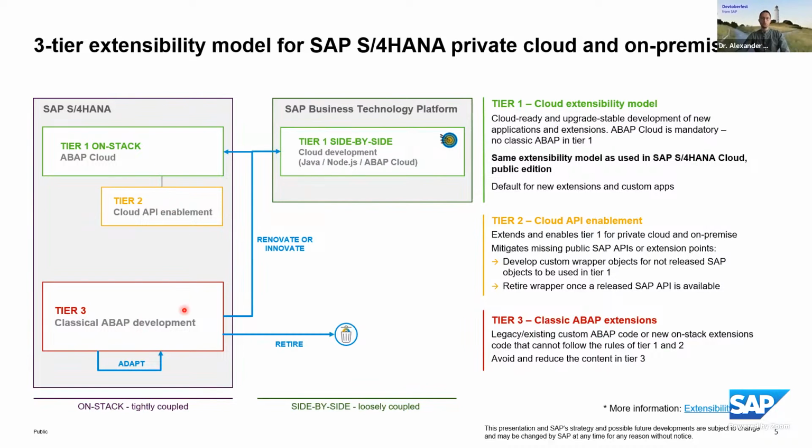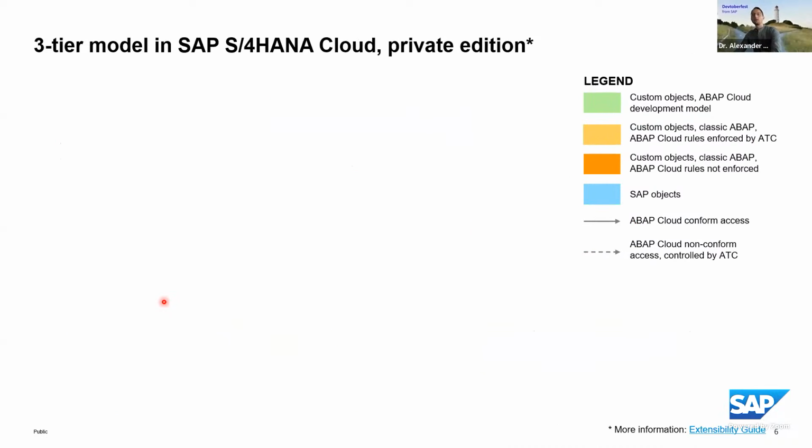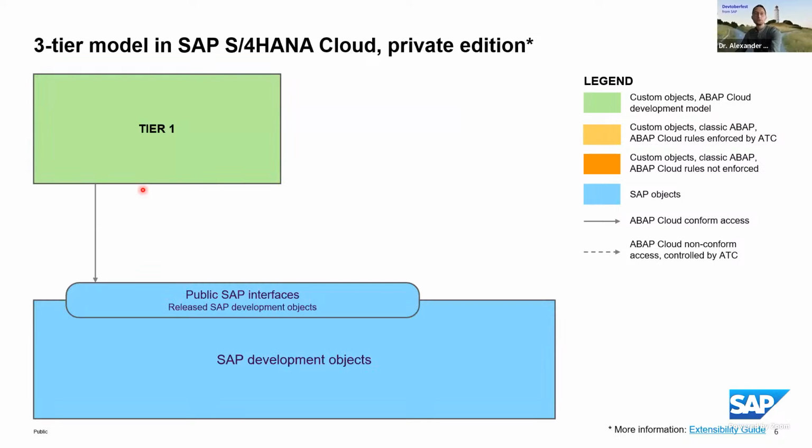Okay, so this is the overview of the 3 tiers. And now I would like to highlight the interplay of those 3 tiers inside your system a little bit more. And I will develop a picture together with you now. So first, once again, let's start with tier 1. Tier 1, as I explained, is the pure cloud extensibility model. And inside the system, this means this is ABAP Cloud. And in tier 1, you are forced to use ABAP Cloud via syntax check. So there's no possibility to evade that.